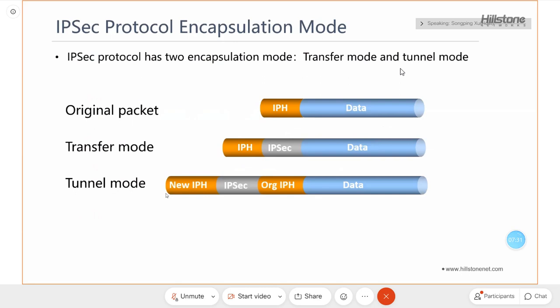And in tunnel mode, we will add a new IP header together with the IPsec header to develop the comprehensive security service for the original data. So transport mode is more or less used in the scenario for host to host or host to gateway VPN connection. And tunnel mode is widely used for the site to site or gateway to gateway VPN connection.